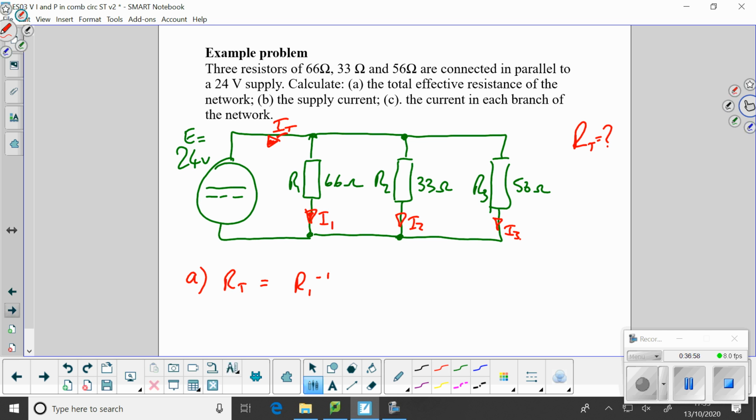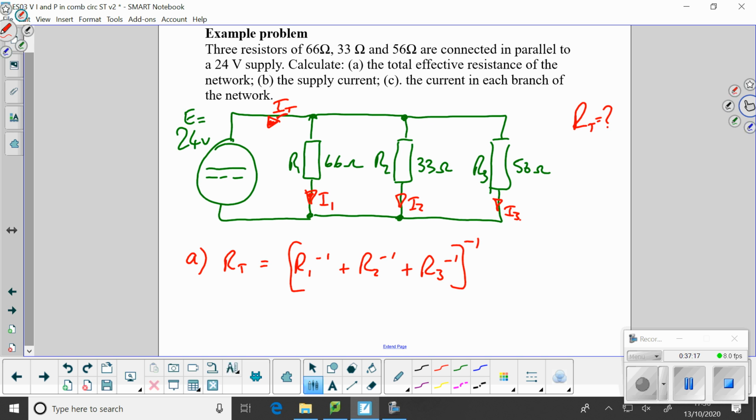R1 to the minus 1 plus R2 to the minus 1 plus R3 to the minus 1. Then what we've got to do, Lewis? Raise the whole thing to minus 1. So there's our formula. Now we can put the numbers in: 66 to the minus 1, plus 33 to the minus 1, plus 66 to the minus 1, all to the minus 1, and we should be able to get an answer.